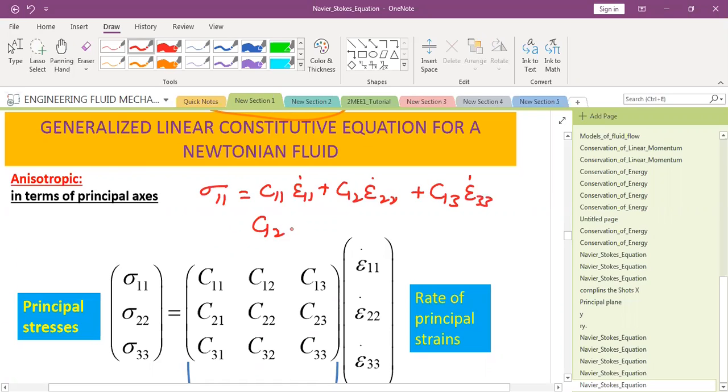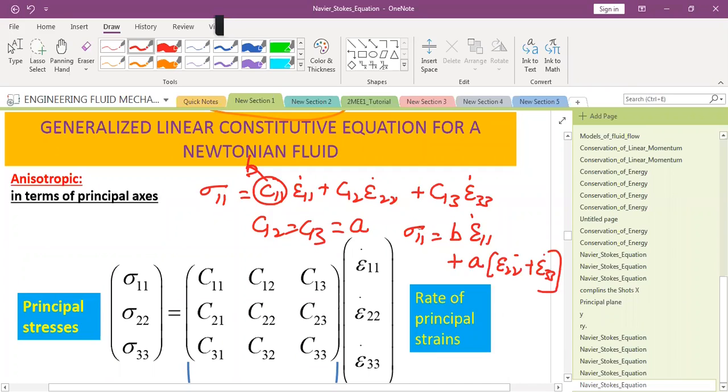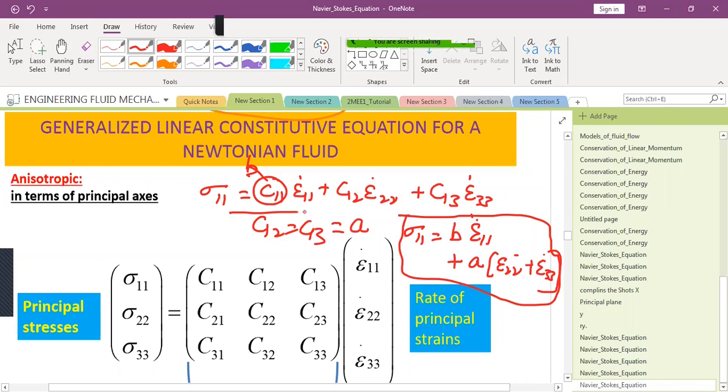And I know that C12 is equal to C13 is equal to say A. So what do I get? Sigma 11 is equal to, and say C11 is say B. So this equals B epsilon 11 dot plus A epsilon 22 dot plus epsilon 33 dot. यहां तक क्लियर है सबको? Any doubts to anyone in this equation? I put this equal to a single constant and this equal to another constant. Is this clear? Any doubts?